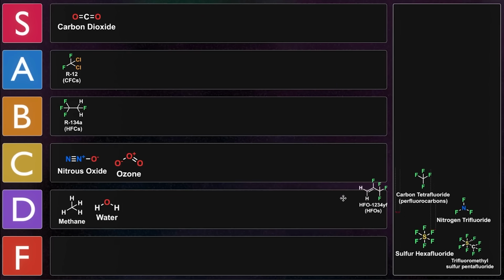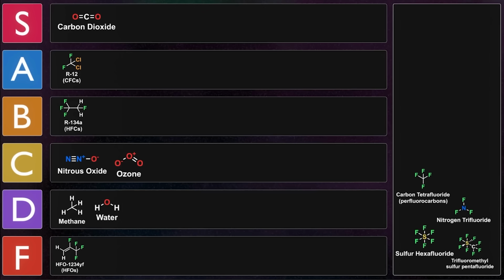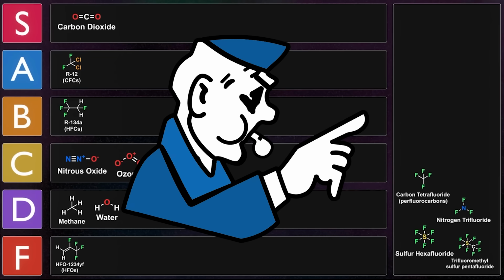HFO1234YF, this is great. It can go right into F tier. It is not a significant greenhouse gas. Now let's get to some of the worst ones. Perfluorocarbons, such as carbon tetrafluoride.